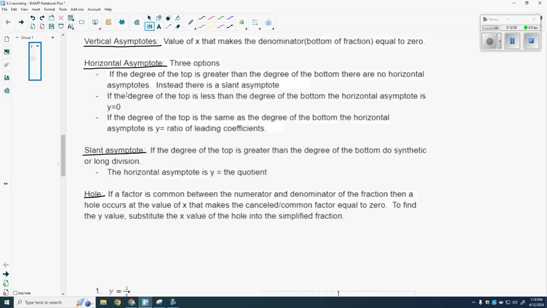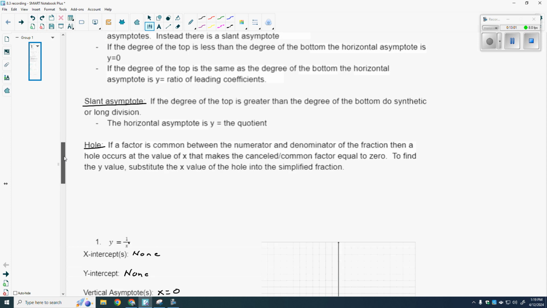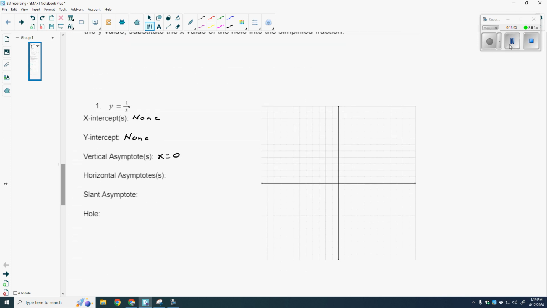That's what I have. This is the situation that I'm looking at. The top is smaller than the bottom.